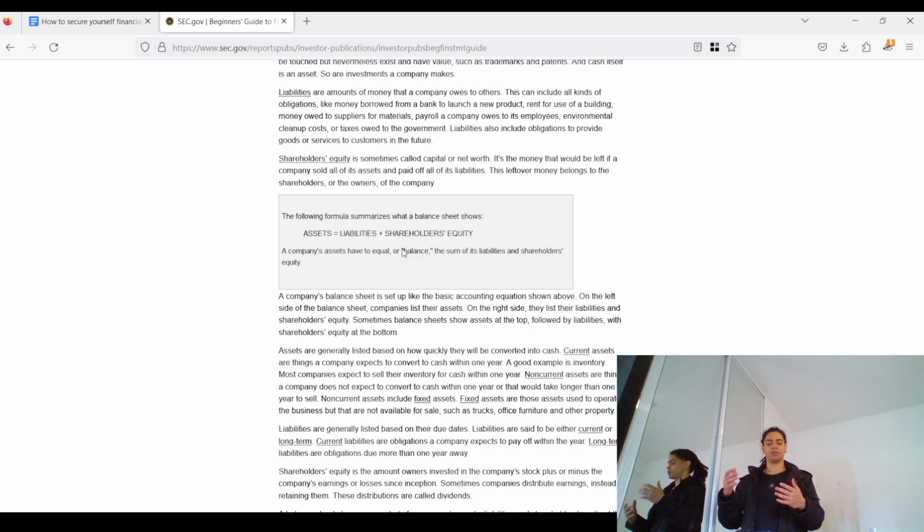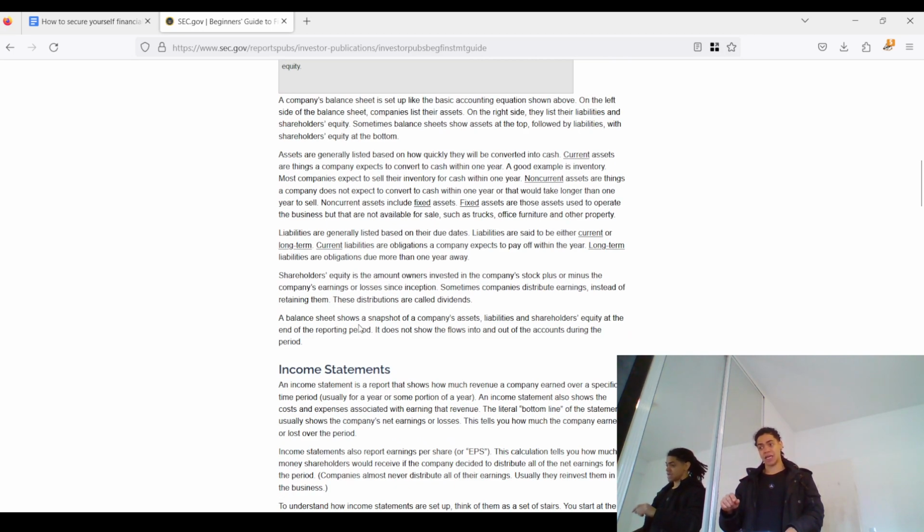Liabilities are generally listed based on their due dates, such as current liabilities, which are obligations that a company has to pay within a year or less, or long-term liabilities, which will take longer than one year to pay. Then there is shareholders' equity, which is the amount owners invested in the company's stock plus or minus the company's earnings or losses since inception.